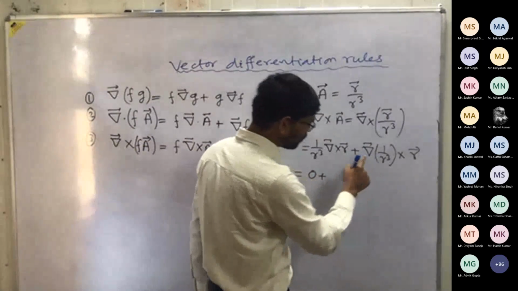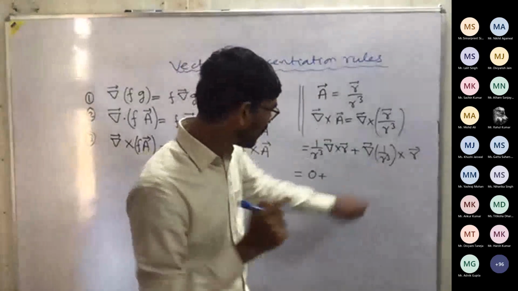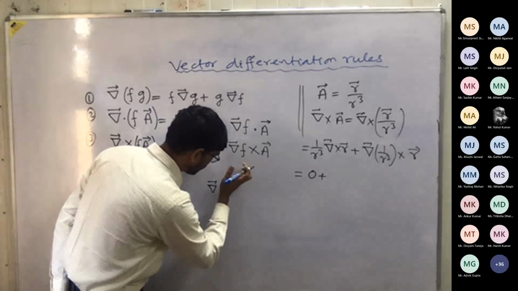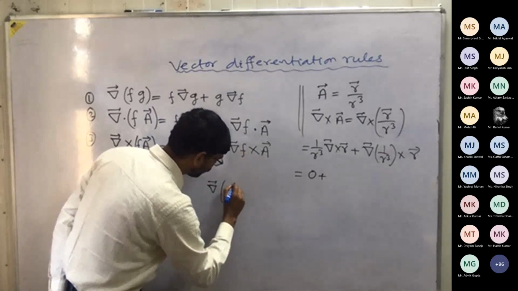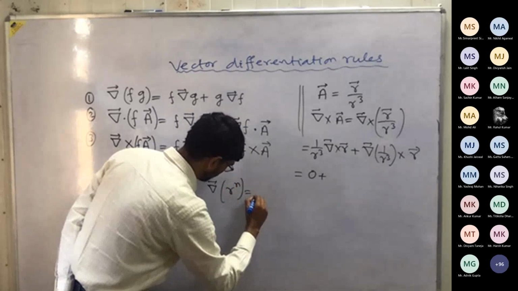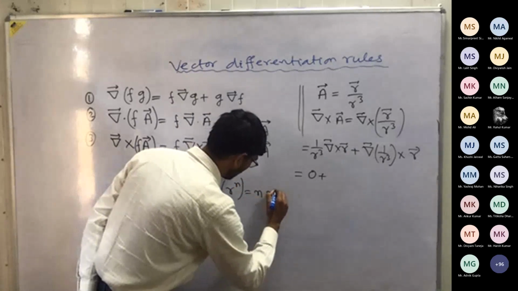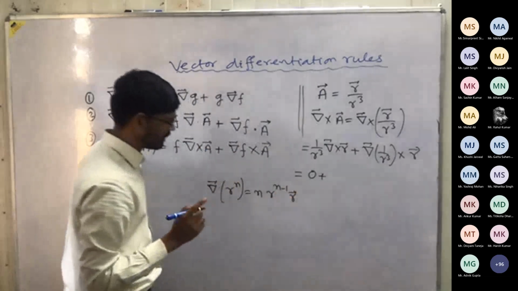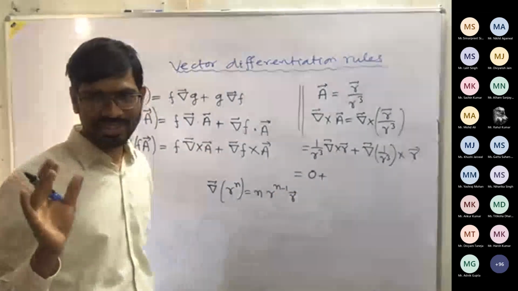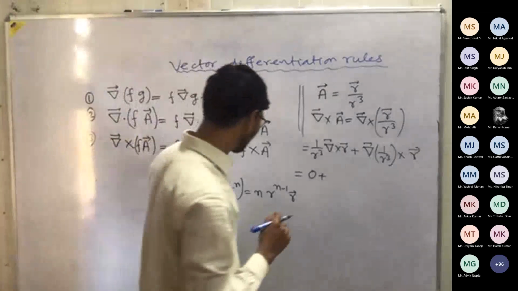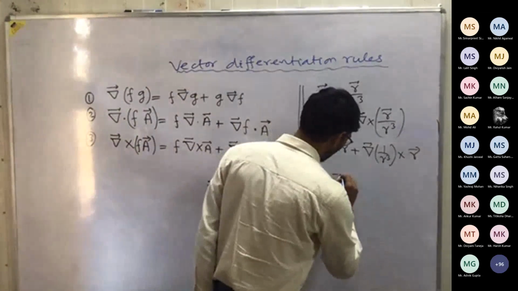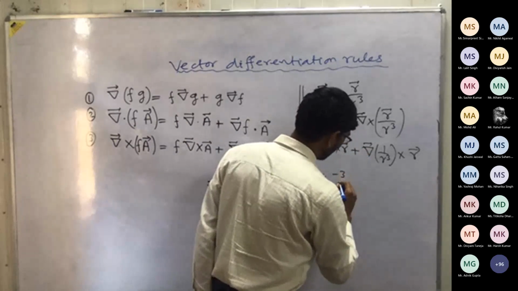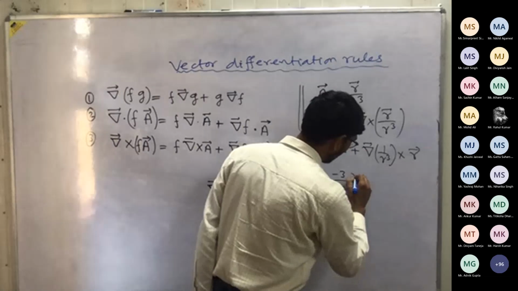Now this one. I remember this formula; in my student life I used to remember this formula. Gradient of r to the power n is equal to n r to the power n minus 1 and then vector r, if I'm correct, now I'm not a student anymore. So this one will be minus 3 by r to the power 5 and then vector r.